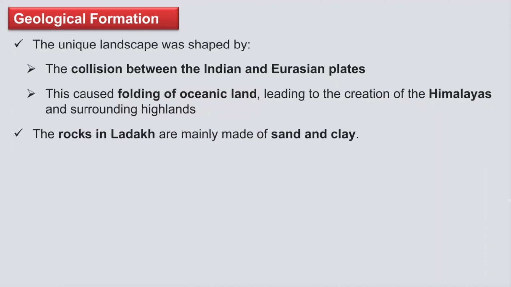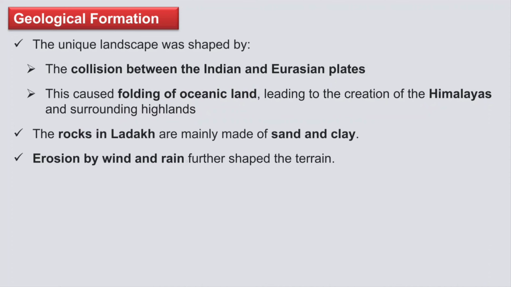Okay. The rocks in Ladakh are mainly made up of sand and clay, and erosion by wind and rain further shapes the terrain. So the shape which you can see today, okay, it is the result of the erosion by the wind and the rain. Otherwise, when it was being formed, it might have been of a different shape, and slowly, the shape that we are seeing today is all the result of the erosion by the wind and the rain.